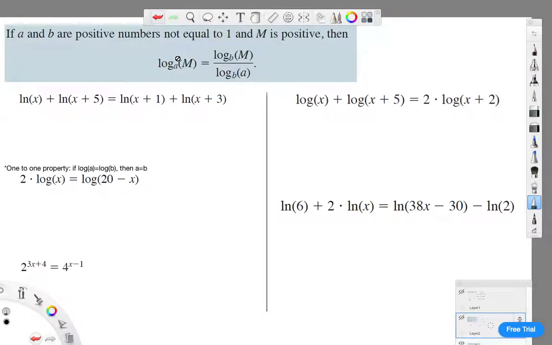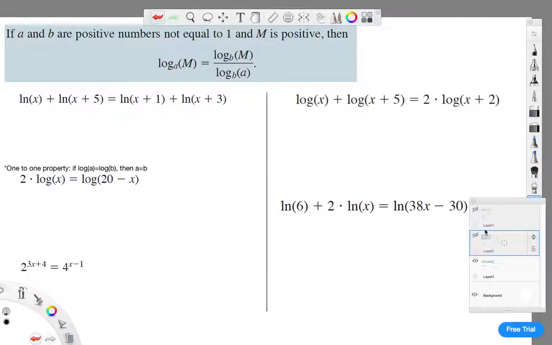If a and b are positive numbers not equal to 1 and m is positive, then we can change base. This is our base change formula. Log base a of m is equal to, we can change the base to b, log base b of m divided by log base b of a. And this is convenient in equations such as the ones we have here.